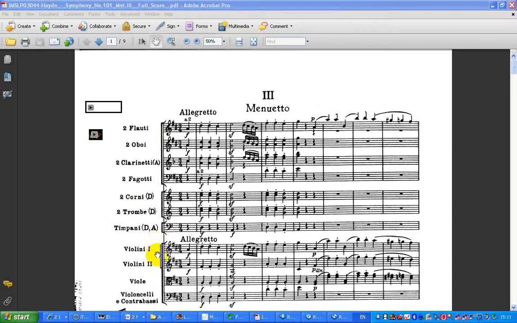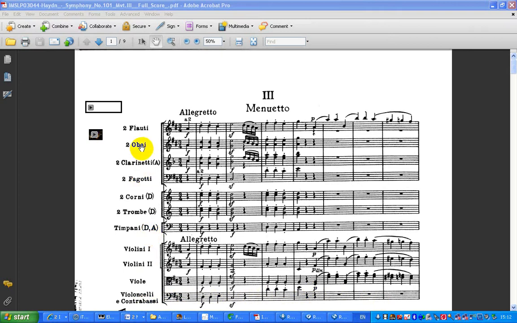We go down and we look now. We've got the string section: first violins, second violins, viola. Note that the viola is in the alto clef here, and, typical of classical symphony orchestra composition, we've got our cellos and our double basses playing together on the bottom stave in the bass clef.